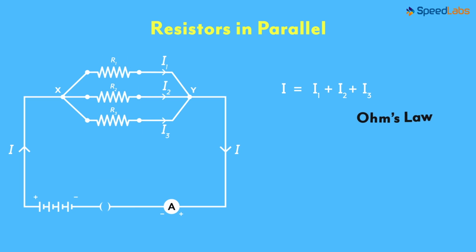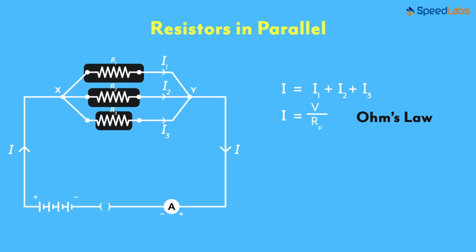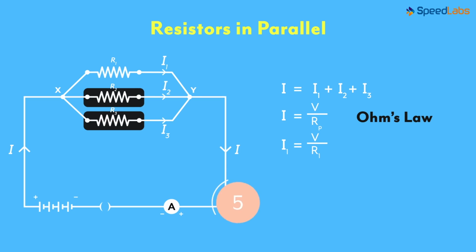According to Ohm's law, the current I in the circuit will be the potential difference V over the combined resistance Rp. Now all we need to do is apply Ohm's law to each of these resistors. For the first resistor, the current I1 will equal the potential difference V over the resistance R1. Don't forget, the potential difference across each resistor is constant. Now can you apply Ohm's law to the second and the third resistors?